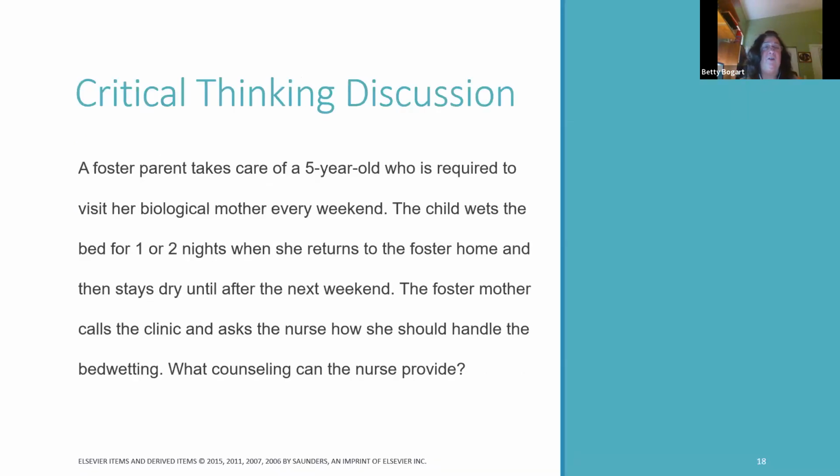Again, another critical thinking discussion. A foster parent takes care of a 5-year-old who is required to visit her biological mother every weekend. The child wets the bed for 1 or 2 nights when she returns to the foster home and then stays dry until after the next weekend. The foster mother calls the clinic and asks the nurse how she should handle the bedwetting. What counseling would you provide? According to all the information I just gave you, what do you think happened? And what would you counsel that foster parent?